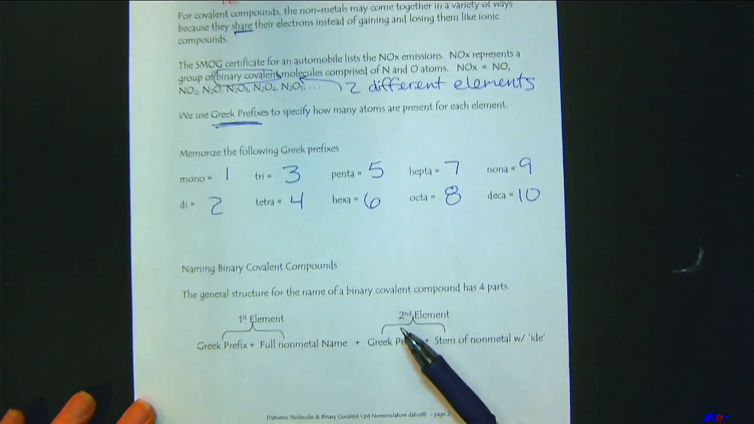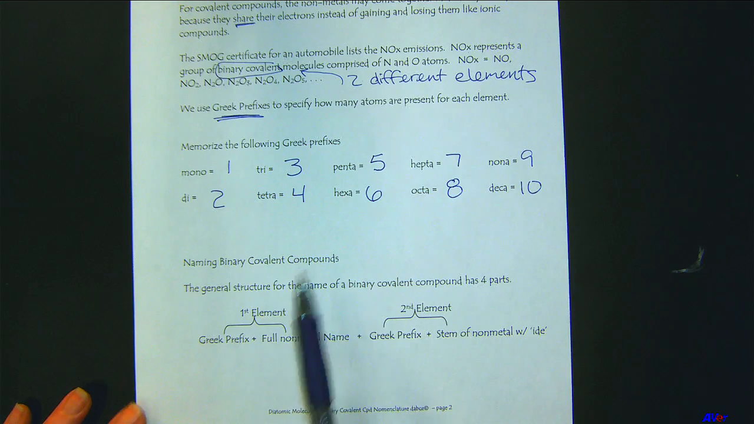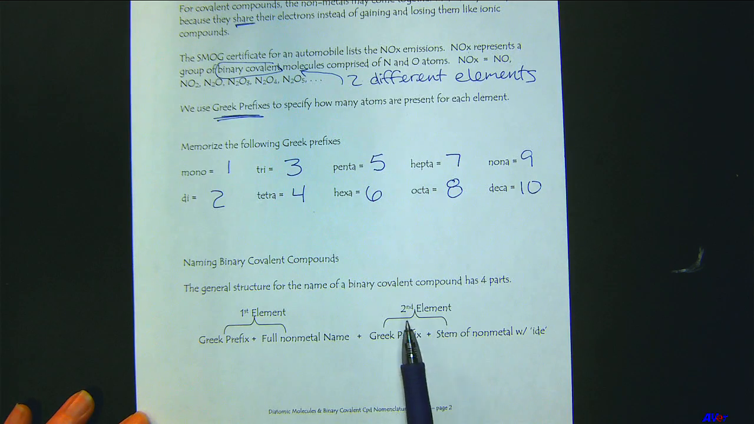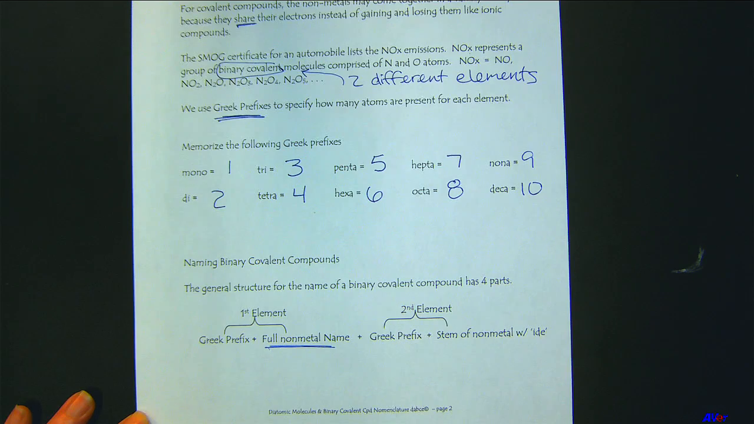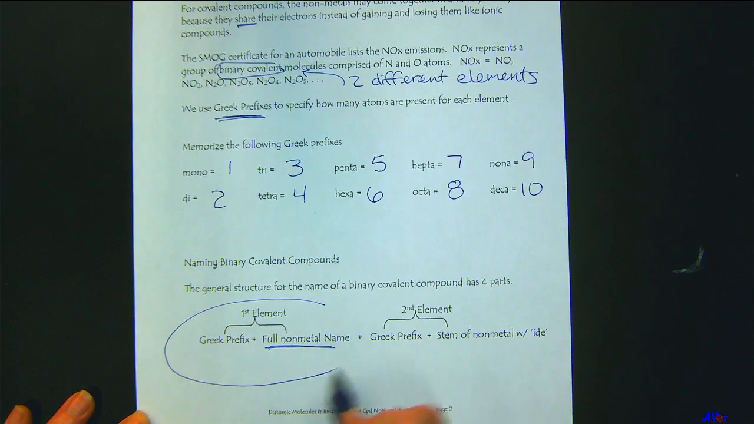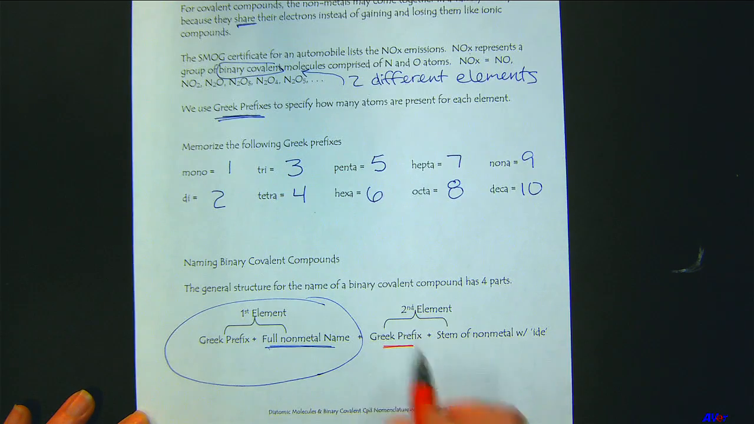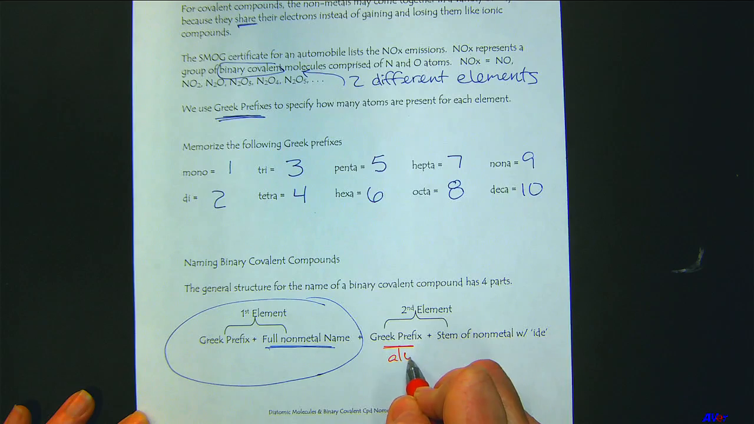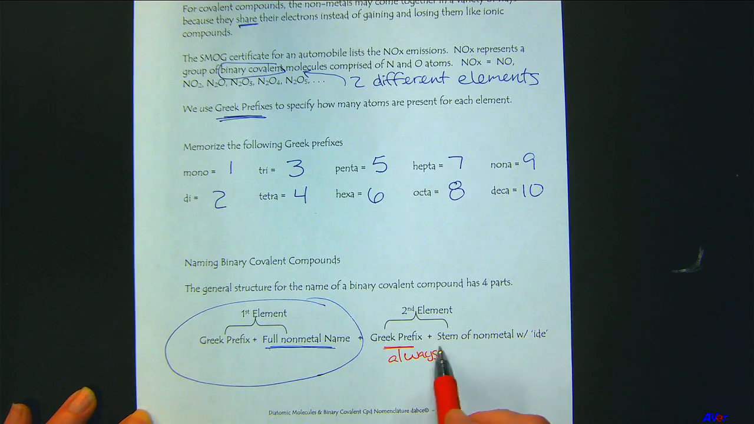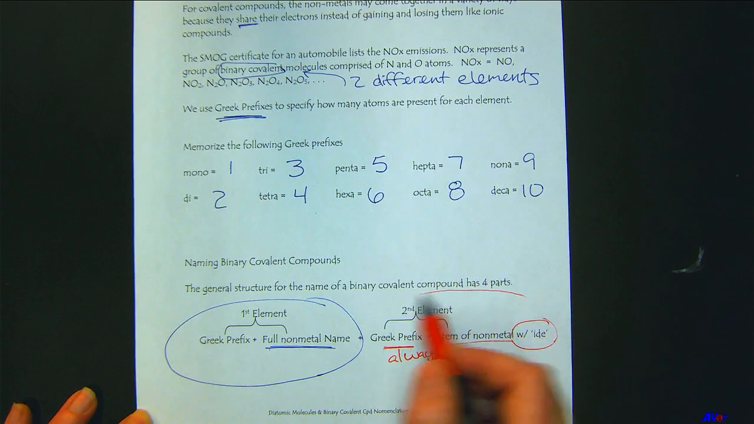So overall, for naming binary covalent compounds, we have a generic structure. There's a Greek prefix that possibly precedes the first element. We'll look closer at that on the next page. And notice that it gets the full nonmetal name. All right, so this is all for the first element. And then for the second element, it will always have a Greek prefix. And then we'll have the stem, but notice we're going to switch to "-ide" for the second element.